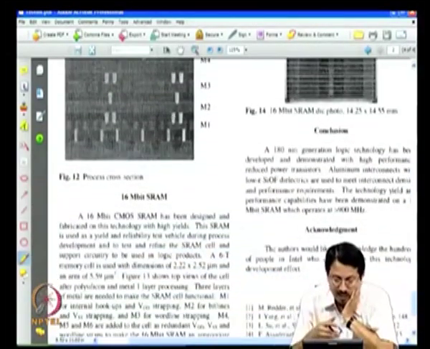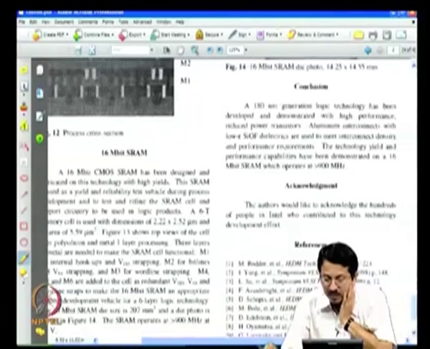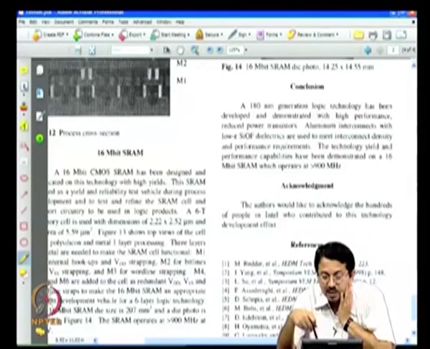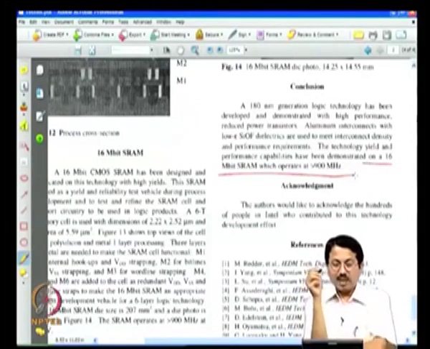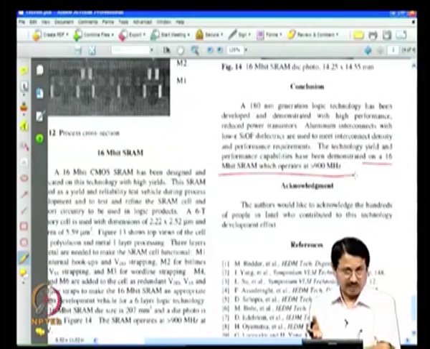And using all this, they have been able to show a working SRAM, and this is what they are summarizing. 180 nanometer generation logic technology has been developed and demonstrated with high performance, reduced power transistors, and aluminum interconnects with low epsilon silicon oxide with fluorine doping dielectrics used to meet interconnect density and performance requirements. The technology yield and performance capabilities have been demonstrated on a 16 megabit SRAM, which operates at greater than 900 megahertz frequency. So eventually, if you are to build a microprocessor, and the cache has to respond at that frequency, it would respond at that frequency.